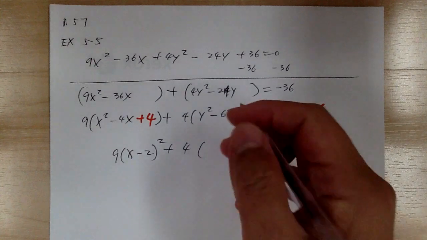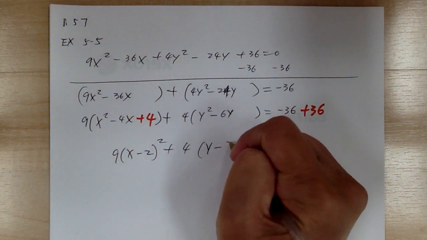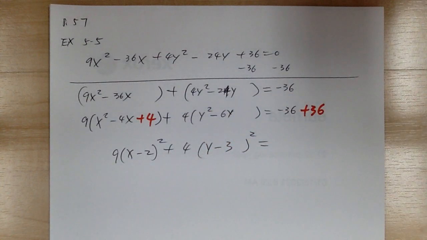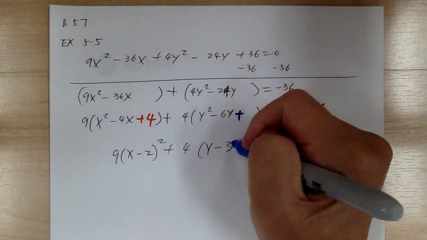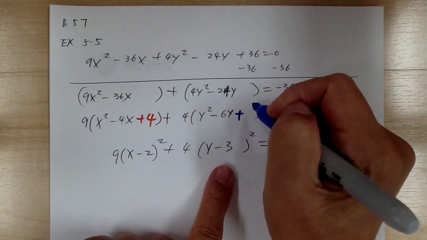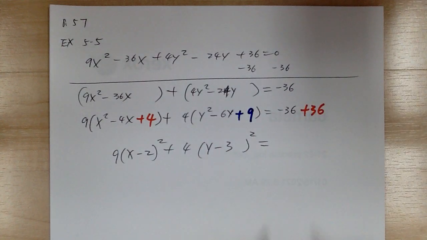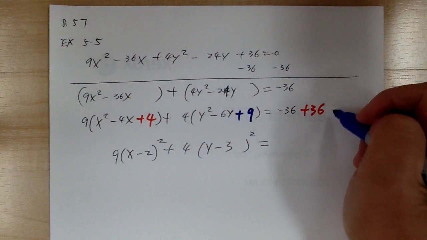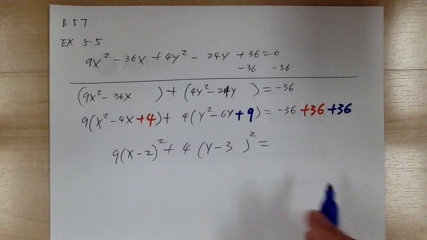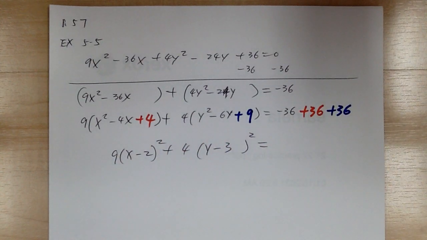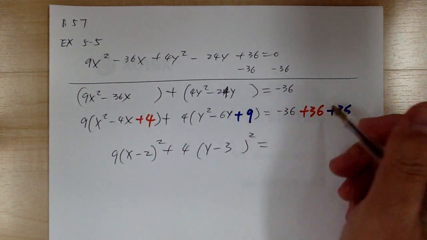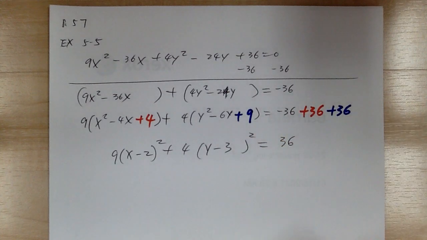Now for the y, you need to get y minus 3. That means you need to plus 9 over here. Now you have 9 times 4, which is also 36. Usually the numbers are different, but in this case they just happen to be the same. So this cancels, so you get 36.